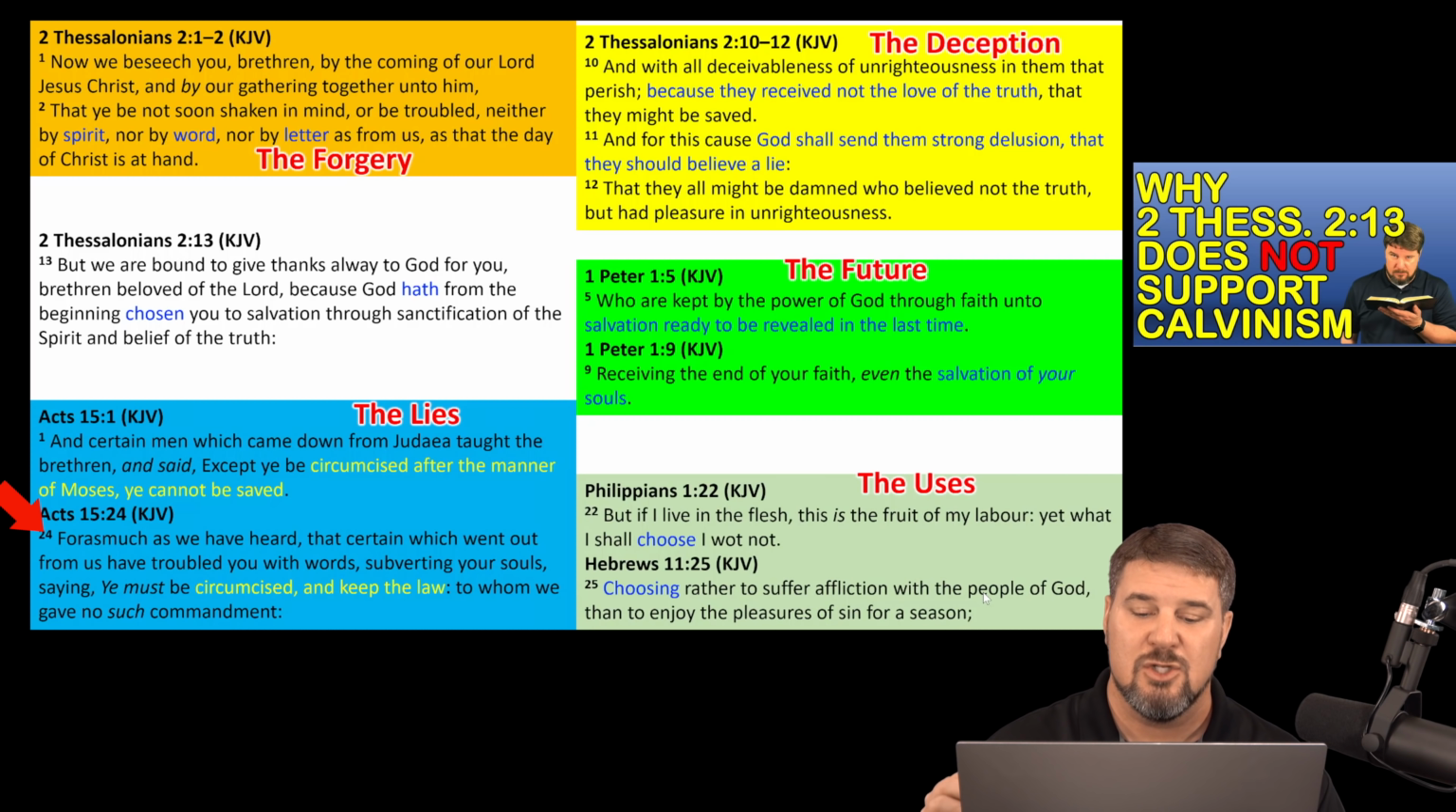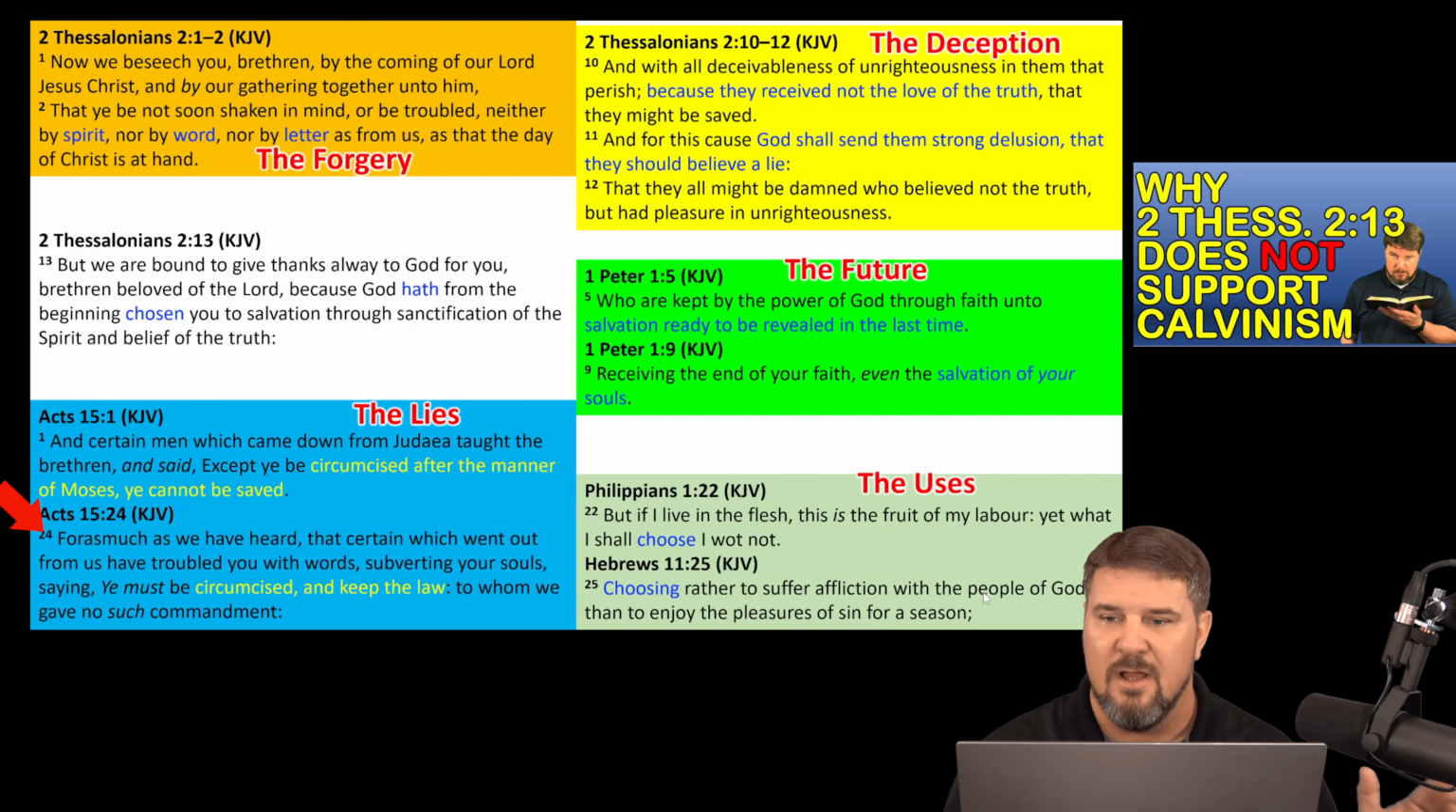We have heard that certain which went out from us have troubled you, Gentiles out there in Galatia and everywhere else, with words subverting your souls, making a catastrophe out of your souls, saying, ye must be circumcised and keep the law, to whom we gave no such commandment. So those are some lies going out there. There's a threat of deception. There's concern about the future. There are some forgeries from a spirit or by word or by letter going around with false information. And we know that some of the lies are that you have to be circumcised and keep the law in order to be saved.